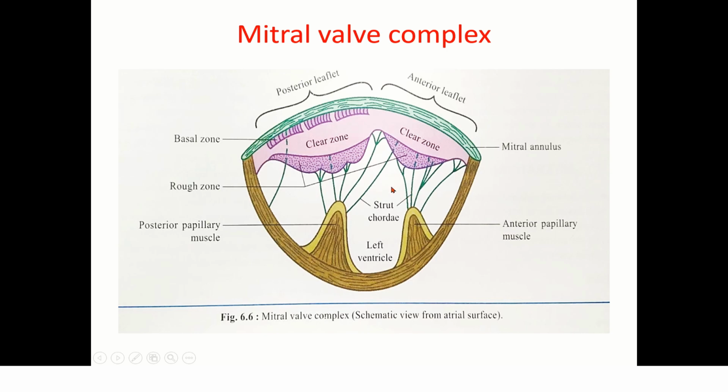And these are the chordae tendineae, like I have explained in the right ventricle, and these are the two papillary muscles, and the most important thing is the strut chordae, which are the strong chordae extending between the anterior leaflet and the papillary muscles.